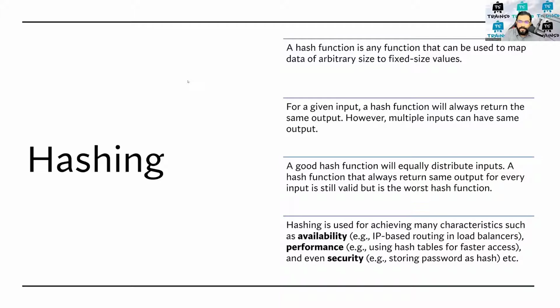and take the remainder. And hashing is used for achieving many characteristics, such as availability by helping in routing for load balancers, and caching can help in performance. We saw some examples, right? We can use data structures such as hash tables for faster access of data, and you can use hashing even in security, especially for storing passwords.